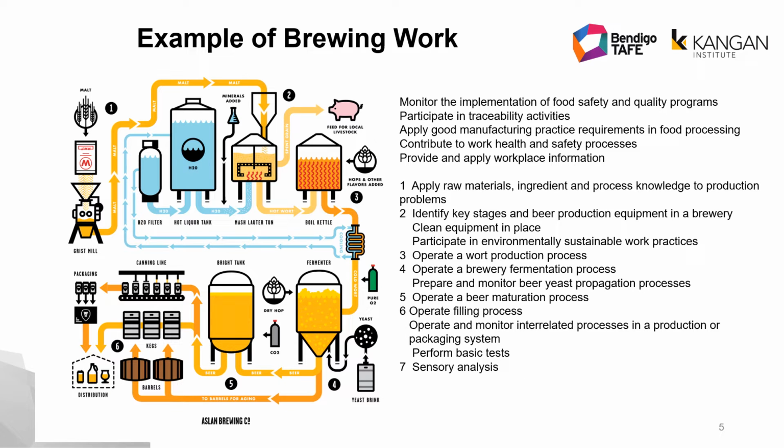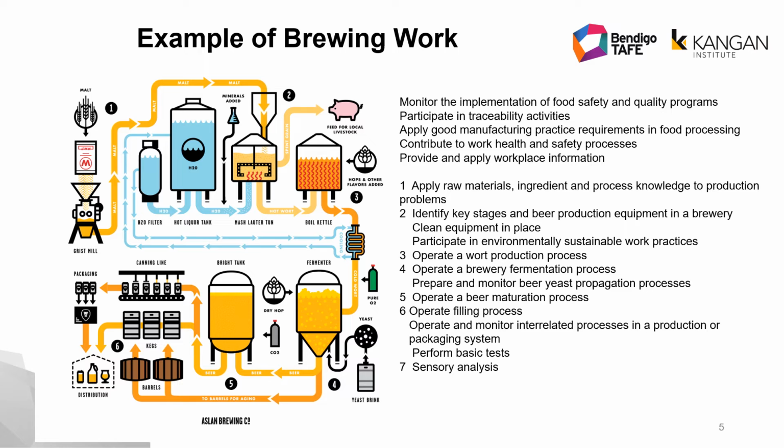In this flowchart, one can see the relationship of the course units to commercial beer production. We can see over here in step 1, you'll need an understanding of the raw materials used in beer production. In step 2, we're going to start to use the equipment, so you'll need an understanding of the equipment and how to clean that equipment. Over in step 3, we're going to need an understanding of the wort production process.